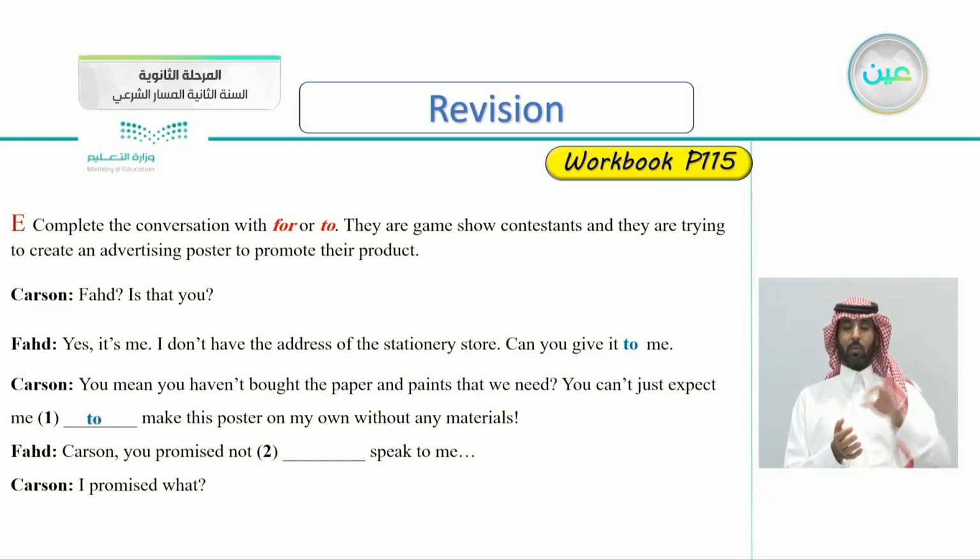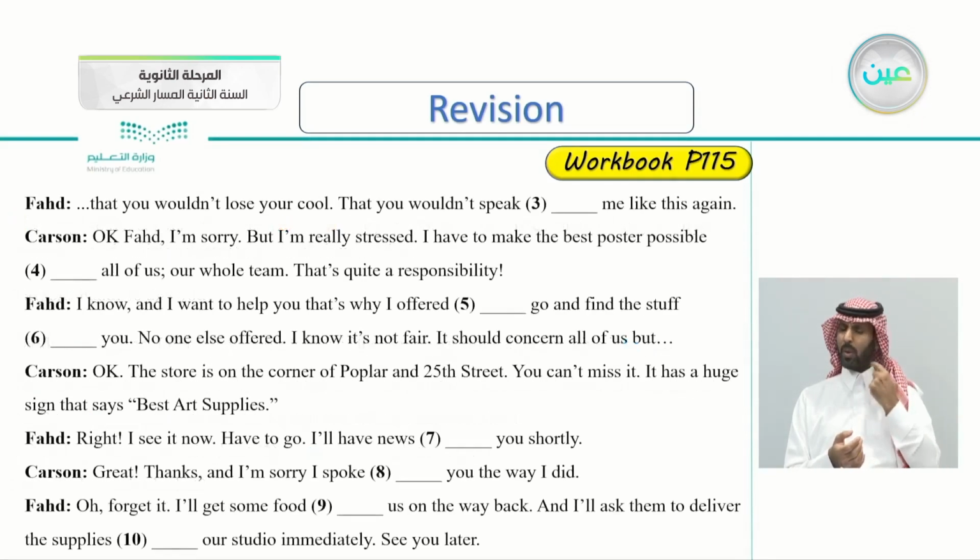Fahad, Carson, you promised not to speak to me. So you promised not to speak to me or for speak to me. Yes, this is very obvious, not to speak to me. Carson said, I promised what? Fahad, that you wouldn't lose your cool, that you wouldn't speak to me like this again. So number three here. Yes, that you wouldn't speak to me like this again.